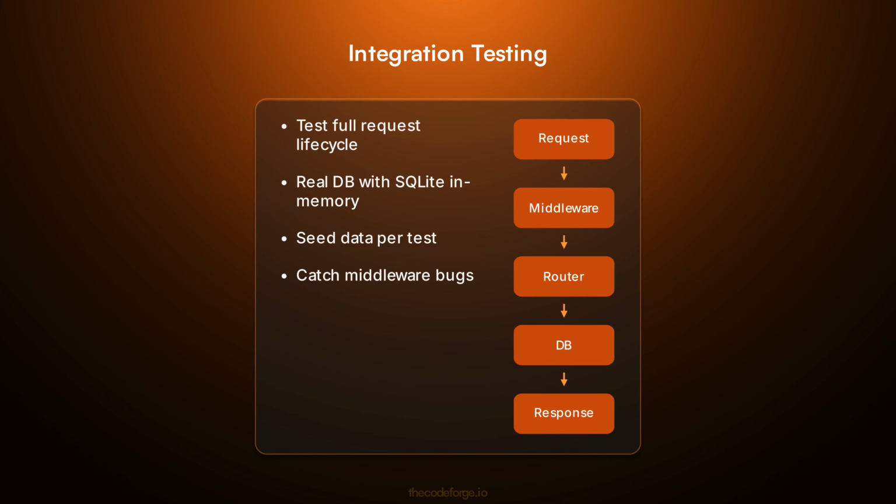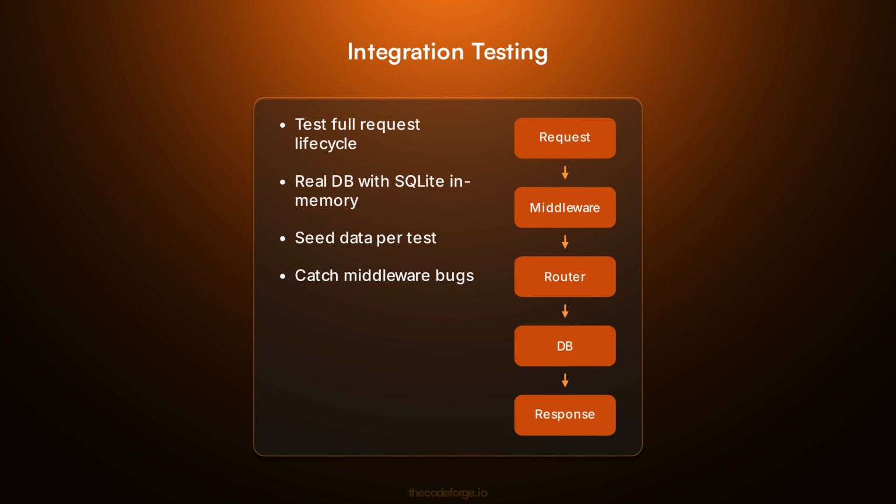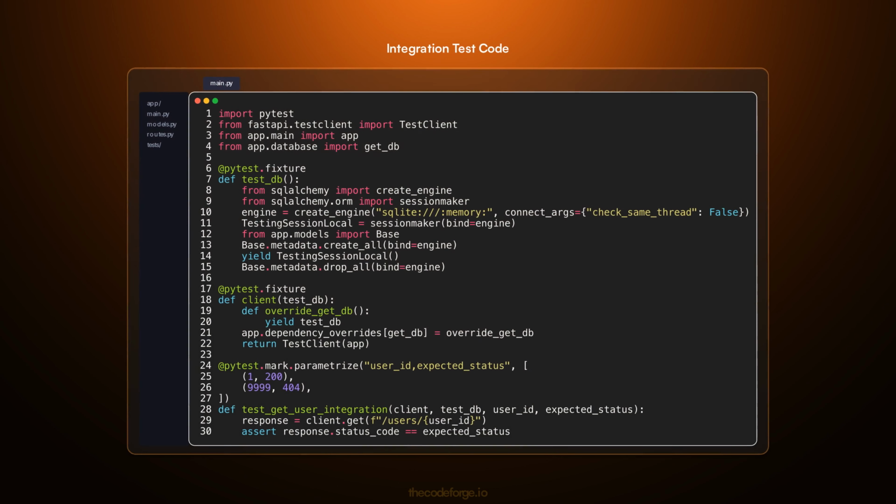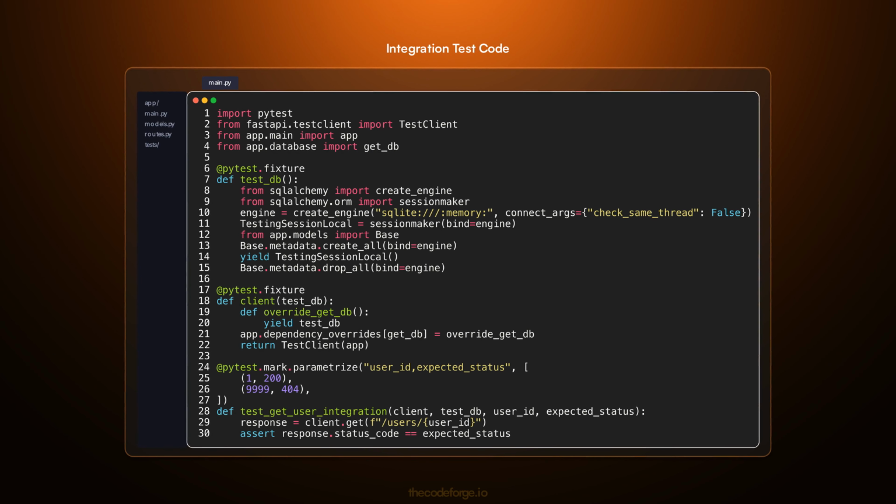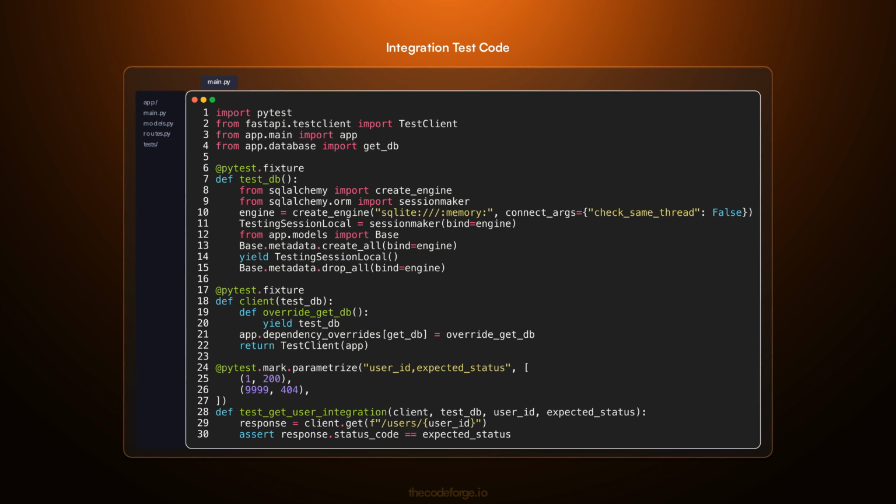Unit tests with TestClient catch logic bugs, but they can't tell you if your middleware, background tasks, and database actually play nice together. Integration tests validate the entire request lifecycle. This integration test uses a fresh SQLite in-memory database per test, overrides the DB dependency, and parametrizes over existing and non-existing users.